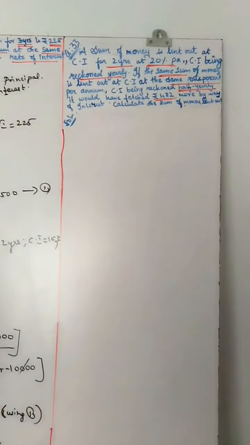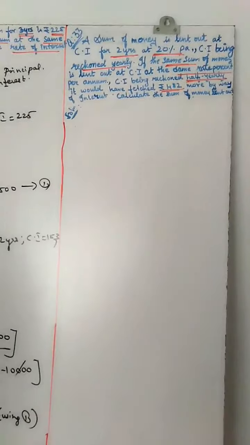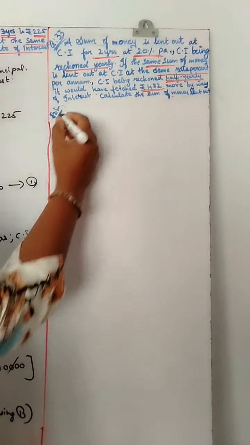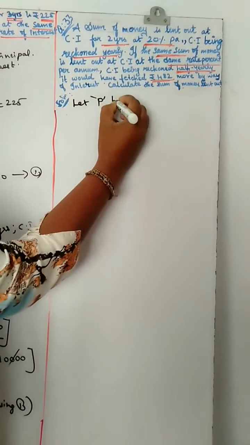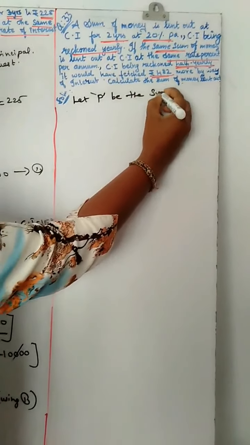Okay. So we are going to assume here the sum of money is P. Let P be the sum of money.